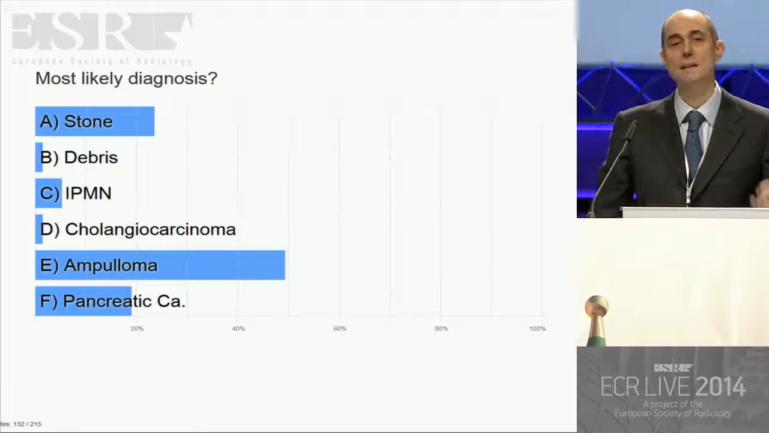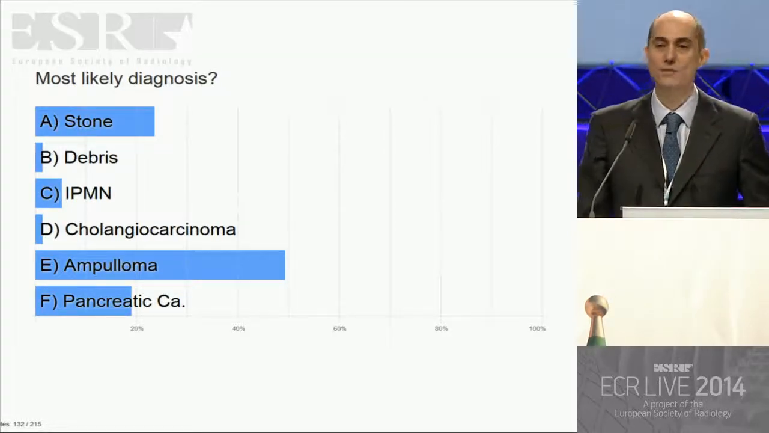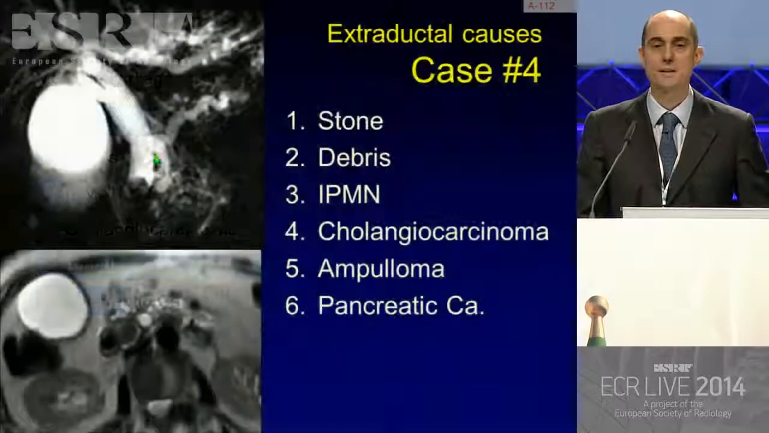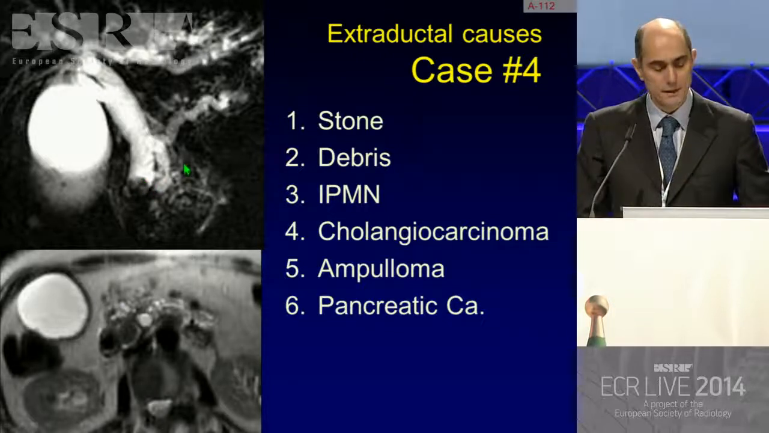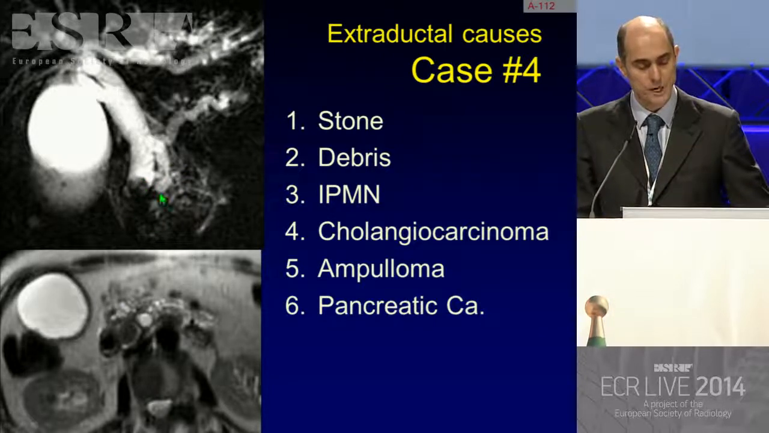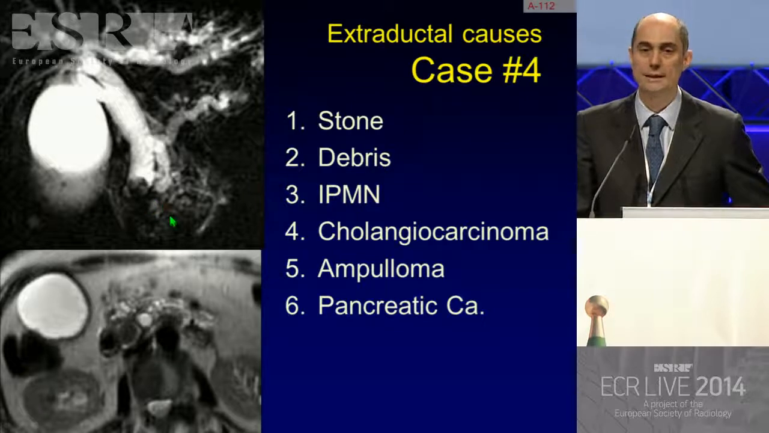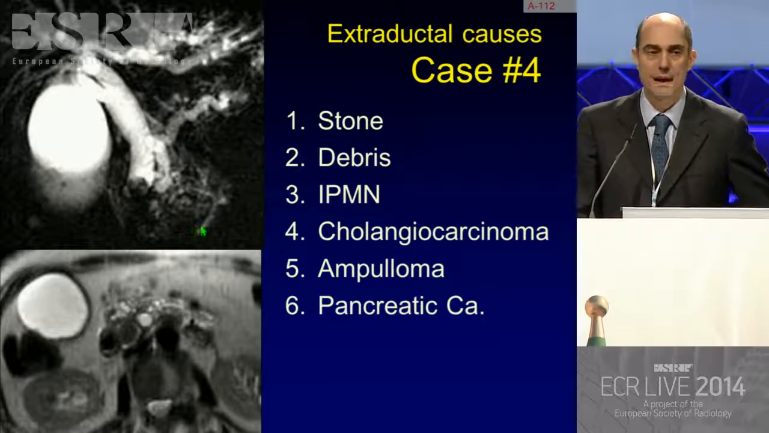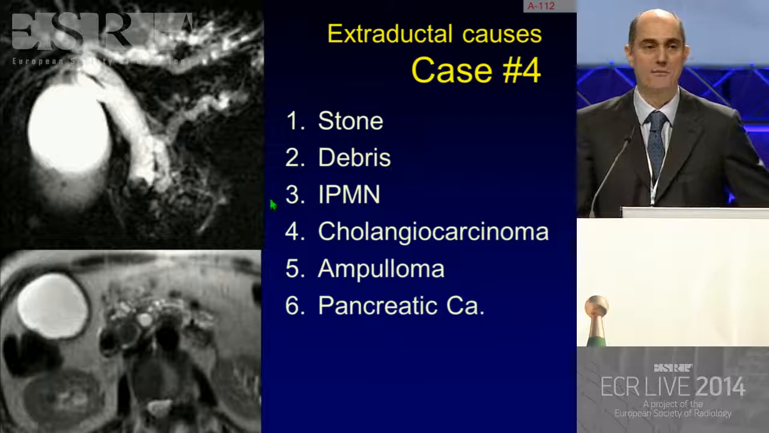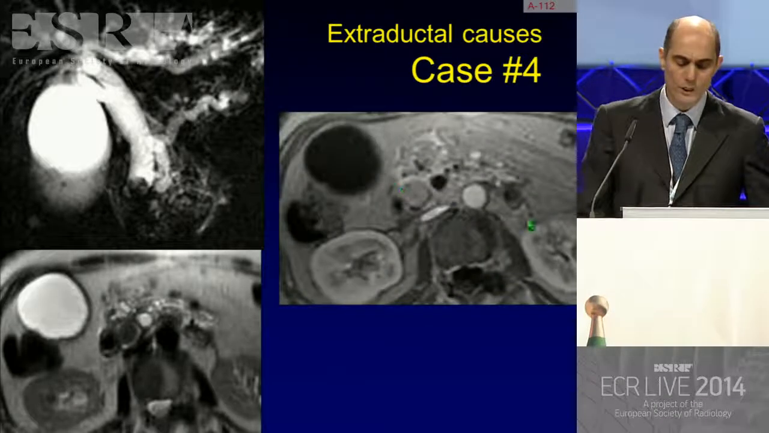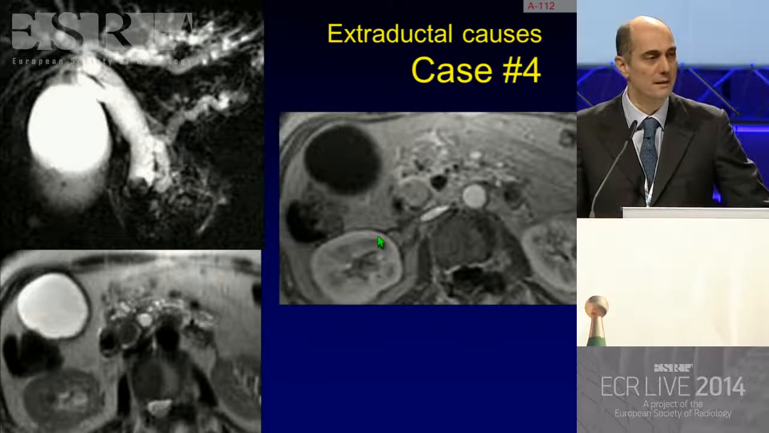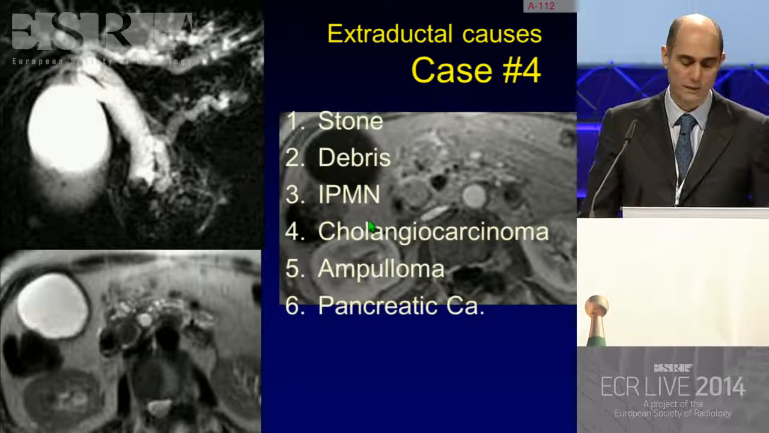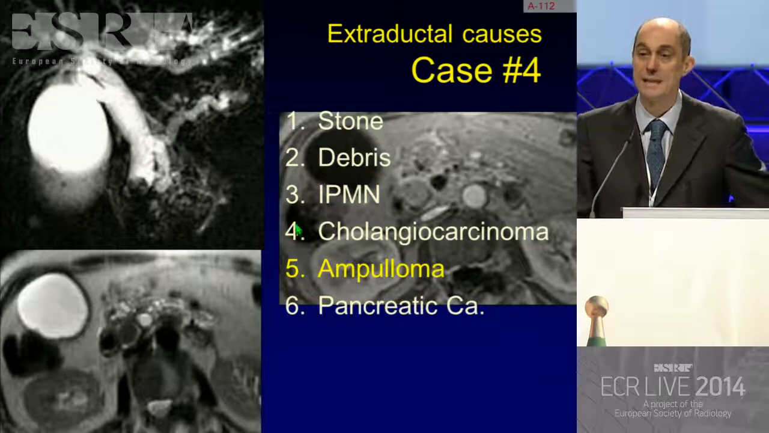And which are the important clues here for the differential? First of all, on this MRCP, this looks like a stone, but it's not a stone. And what are the two signs? One, there is also dilatation of the Wirsung duct, which almost never occurs in case of biliary stone. And when we do contrast-enhanced imaging, this lesion enhances differently from a stone. So the correct diagnosis, as you stated, is an ampuloma.